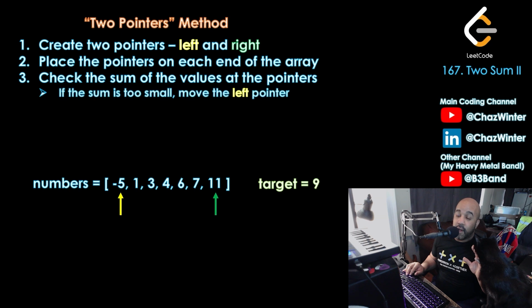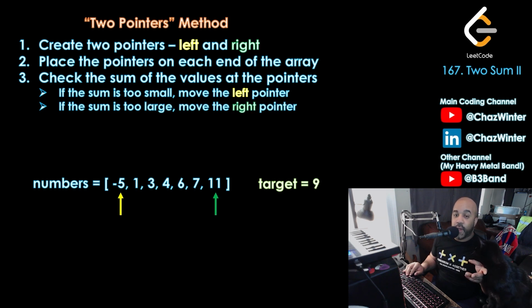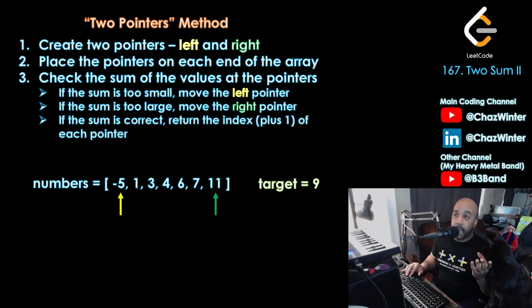So if the sum of the two values we check is too small, we're going to move the left pointer over. And then similarly, if the sum is too large, in order to get closer to the target, we need to get a smaller number into our sum. So we're going to move the right pointer in order to get to a smaller value in the array and get closer to the target. And then, of course, if the sum is correct, then we just have to return the index of each of those pointers. And because this is considered one indexed, all we have to do is return the index +1. So if we were at index 1 and 2, we wouldn't return 1 and 2. We would add 1 to each of those values, and we would return 2, 3.